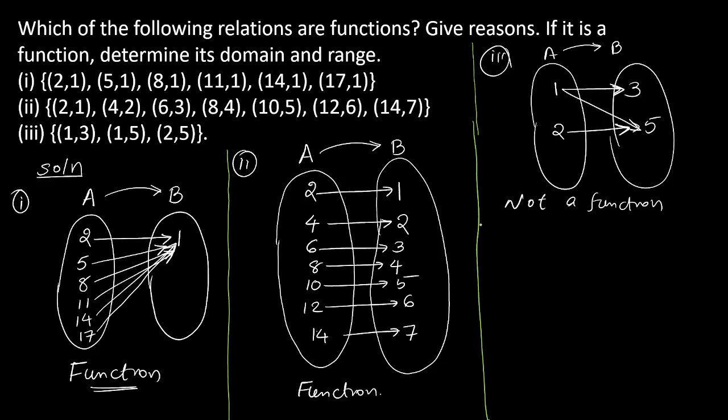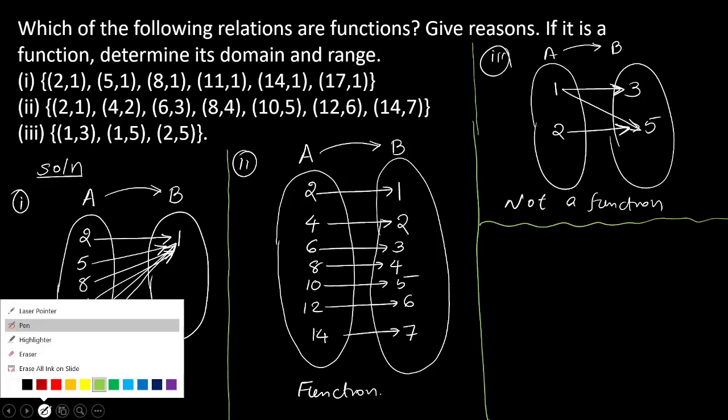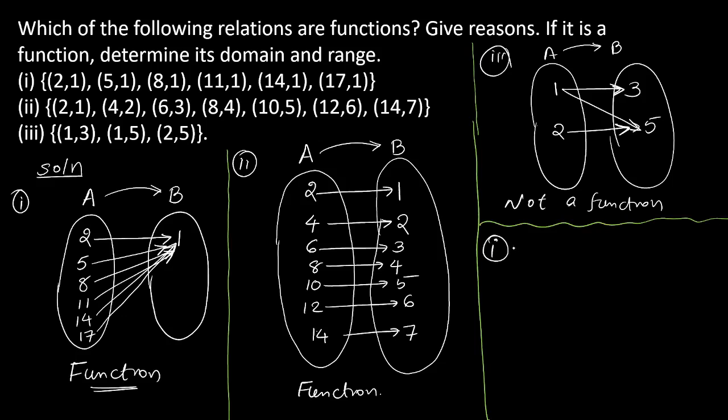Okay, for the first question, let me write here. Domain is the elements from which the arrows start. Clear? The elements from which the arrows start will be the domain: 2, 5, 8, 11, 14, 17. Range is the set of elements at which the arrows end. Arrows ending on 1. Let me complete. After that you can ask me doubt.